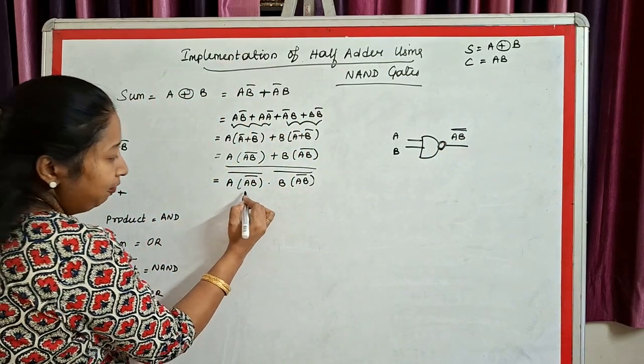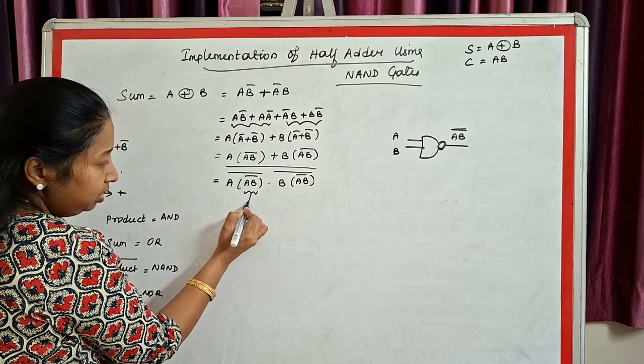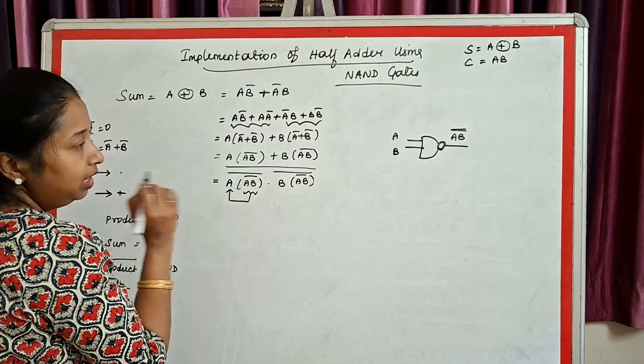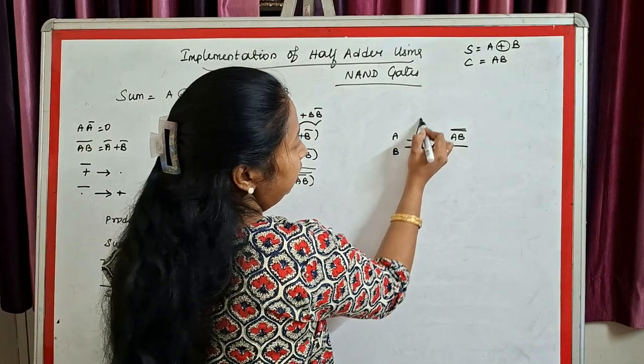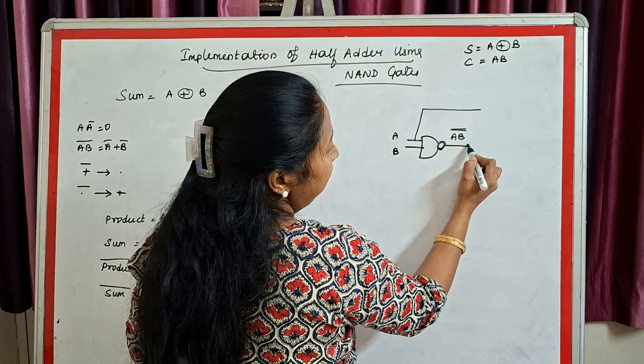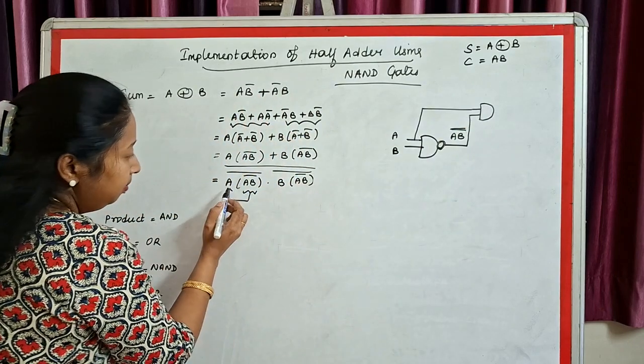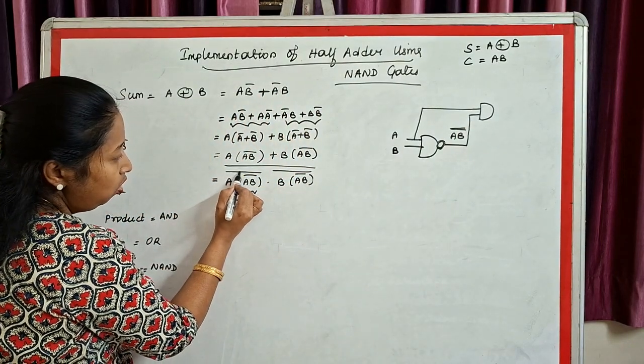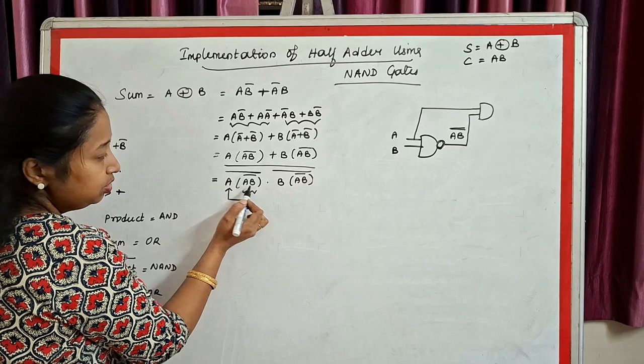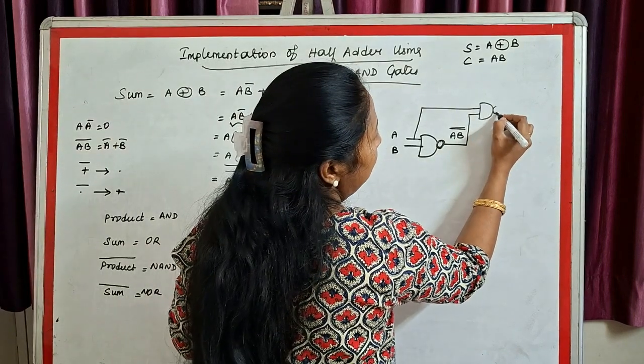Clear? Now, I've got this term. For this term, I have to do a product with A. So, A is already here. So, I'll take A here, and then the output of these two terms, I have to do a product. But apart from product, there is a common bar for these two terms. So, since there is a bar, I'll put a bubble.